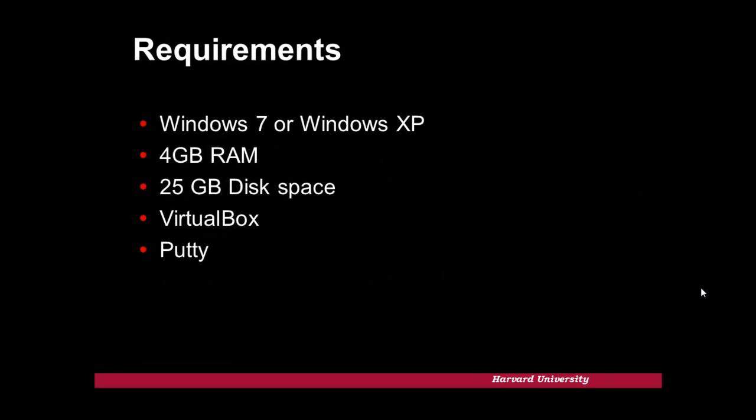The requirements are: it needs to be Windows 7 or XP, you need at least 4 GB of RAM on your laptop or desktop, at least 25 GB of free disk space, and you need two software packages, VirtualBox and PuTTY. In this presentation, I'm going to explain how to install VirtualBox. There's a separate presentation or video I'm going to post that explains how to install PuTTY.